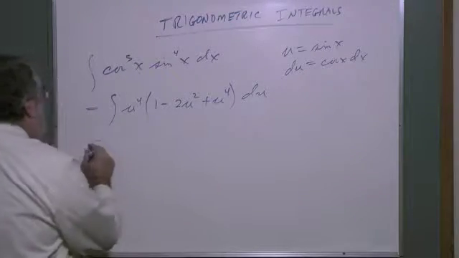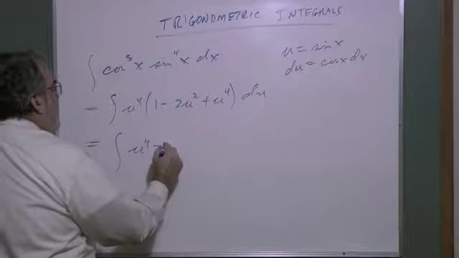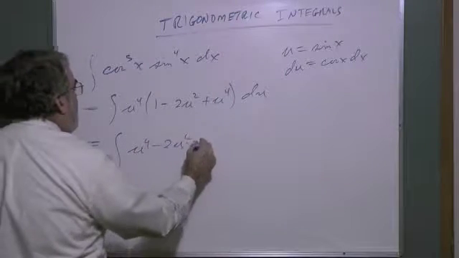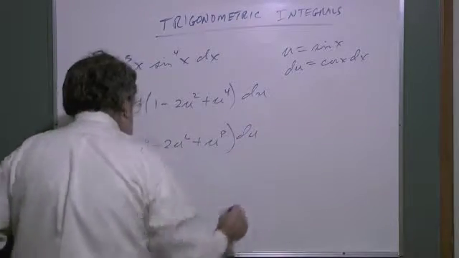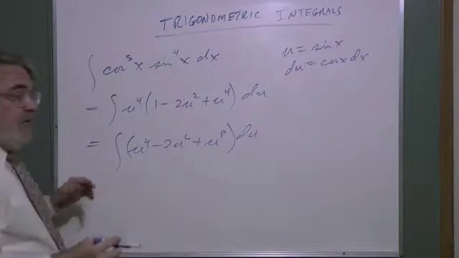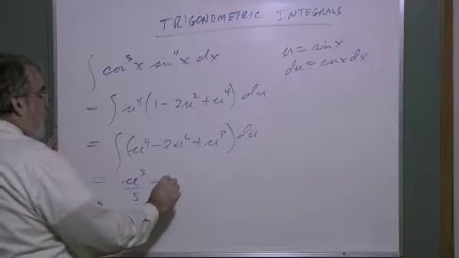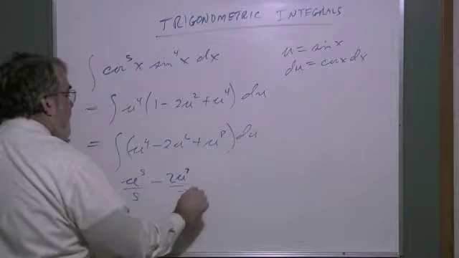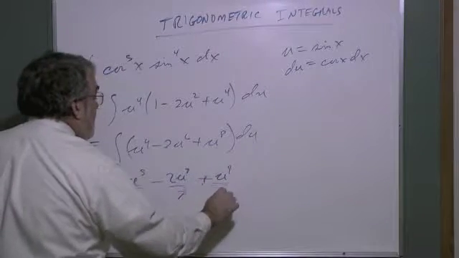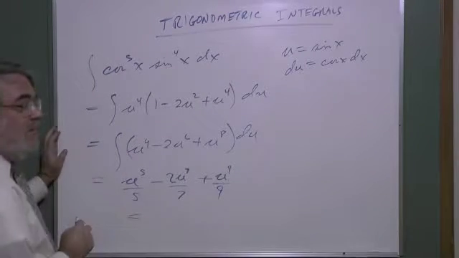We have, I'll multiply through, u to the fourth minus 2u to the sixth plus u to the eighth, parentheses du. And now that presumably is an easy one. u to the fifth over 5 minus 2u to the seventh over 7 plus u to the ninth over 9. And let's write out the final answer.